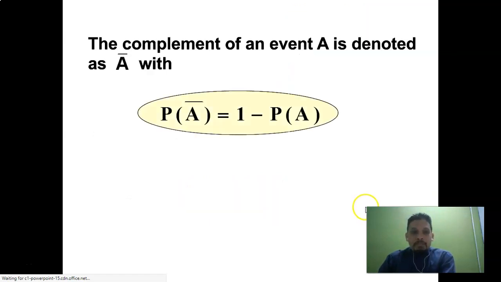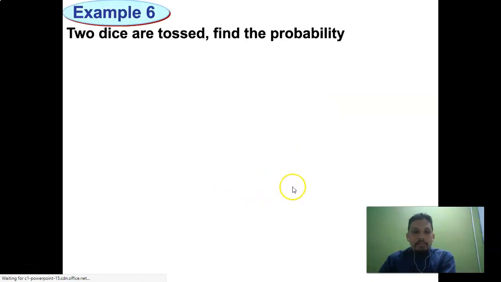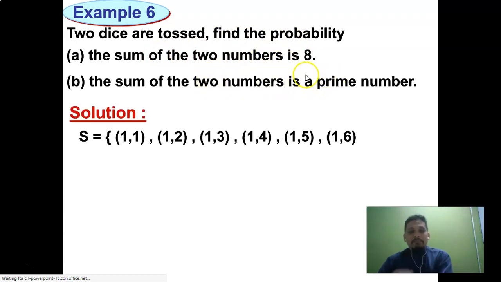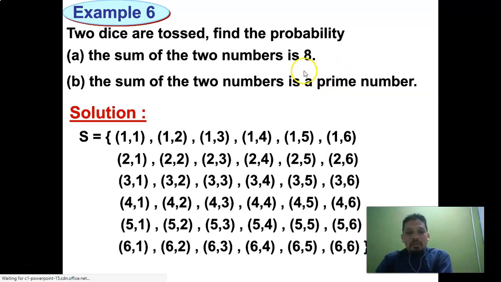The complement, probability of A bar or A dash, means the probability that A doesn't happen. Okay, example 6. When two dice are tossed, find the probability the sum of two numbers is 8 and the sum of two numbers is a prime number. Okay, so then again, let's see with all the results.